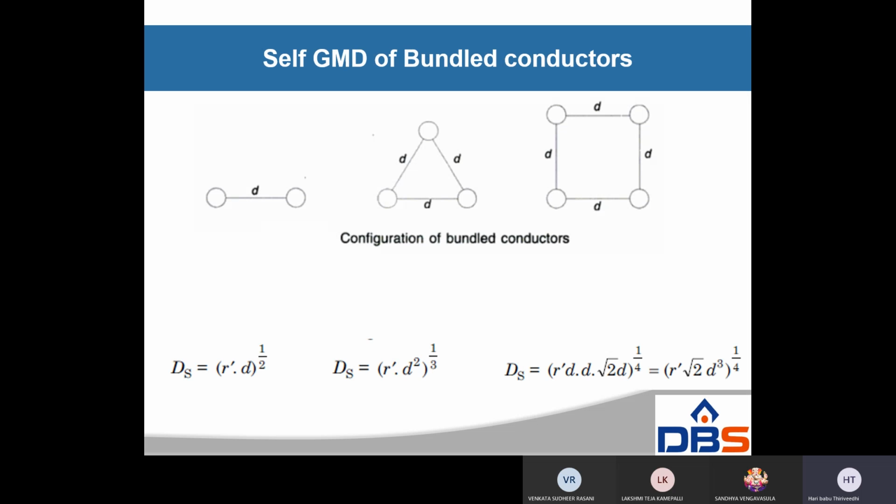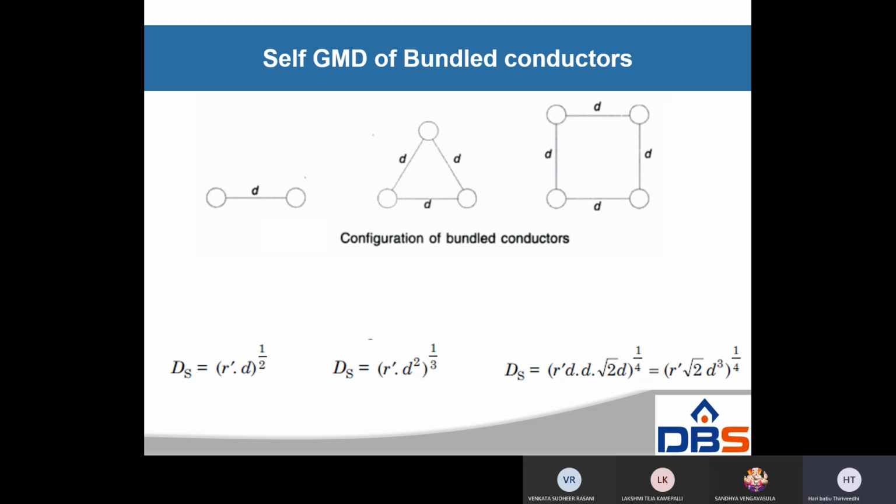In problems like that, you have to calculate the self GMD, that is GMR. Suppose only two conductors are there, Ds is equal to, you have to assume this conductor. From this conductor to this conductor distance is D, and self distance is R dash, whole power, here two conductors, that's why 1 by 2.